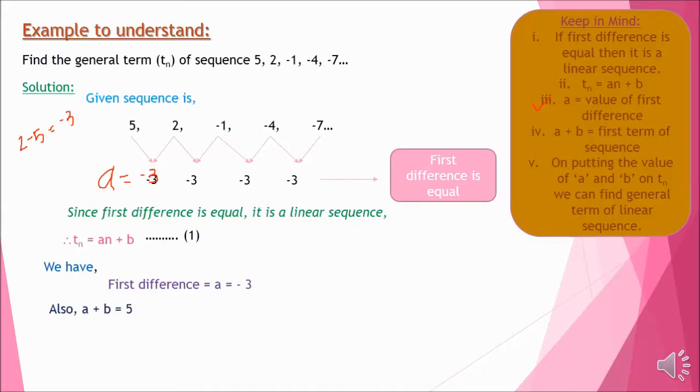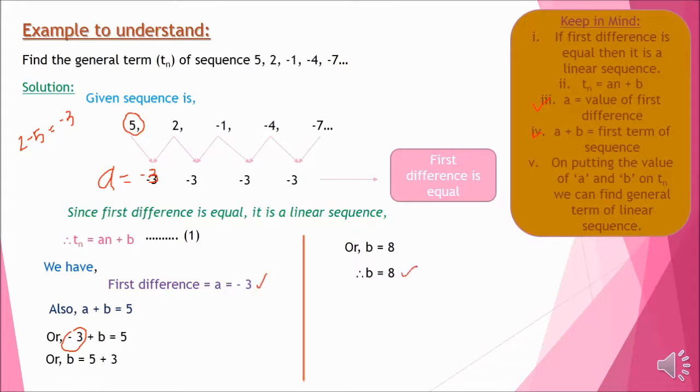Also in the next step, a plus b is equal to the first term of the sequence. Now 5 is the first term of our sequence. So we can put the value of a as minus 3: minus 3 plus b is equal to 5. Now b will be 5 plus 3, and it will be 8. Therefore b is equal to 8. We have the value of a and we have the value of b also.